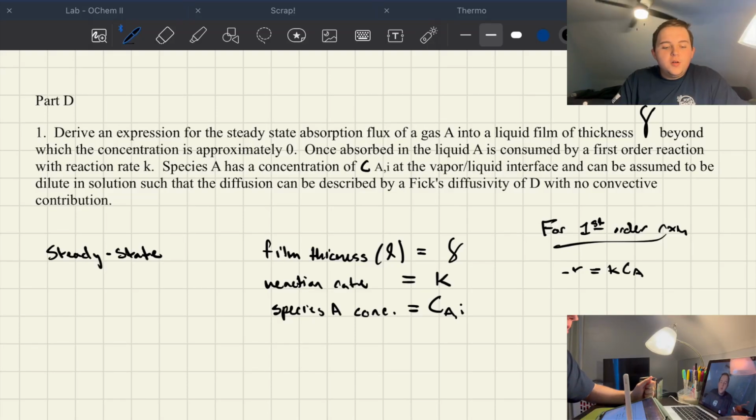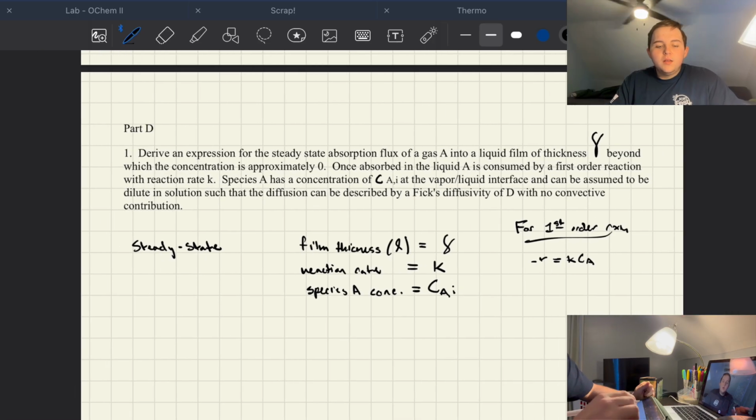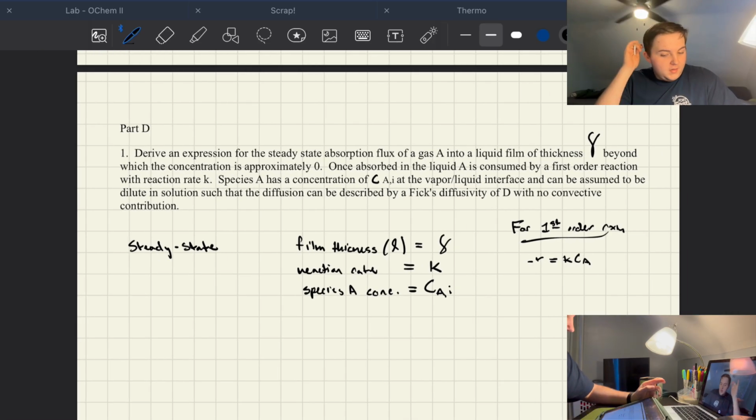Okay, we are going to get started on homework for part D. The question is: derive an expression for the steady state absorption flux of a gas A into a liquid film of thickness beyond which the concentration is approximately 0.